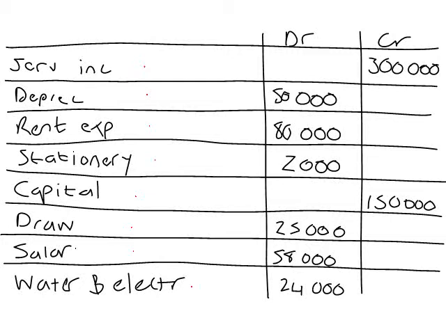So just in summary, services income appears to be an income, whereas depreciation, rent expense, stationery, salaries, and water and electricity all appear to be expenses. What we have in capital and drawings, it is part of equity, but it is just capital and drawings. And as we know, capital, drawings, income and expenses all form part of equity. So this is what is provided to us in the pre-adjustment trial balance.